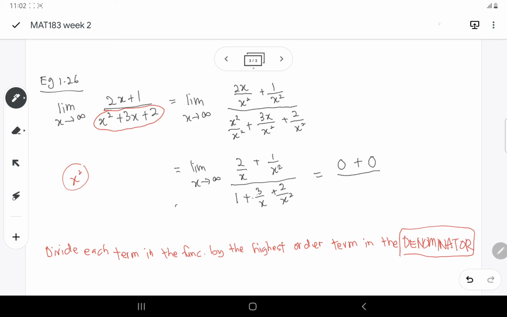Okay, same with the lower part of this fraction. This term will also become 0 because it is a fraction where the upper part is a real number and the lower part is x to the power of any positive number. And this term will also be equal to 0. So yang ni tak ada apa-apa lah, dia jadi 1 sahaja. So our denominator will become 1 plus 0 plus 0. So it is equal to 0 divided by 1. Okay, 0 divided by 1 is equal to 0. So this is the answer for this question.